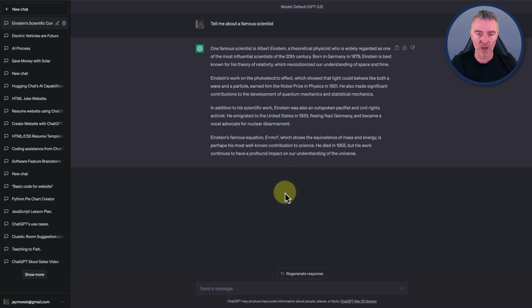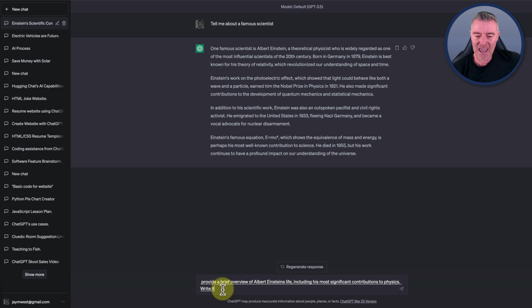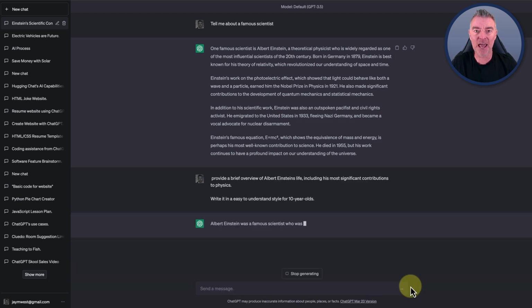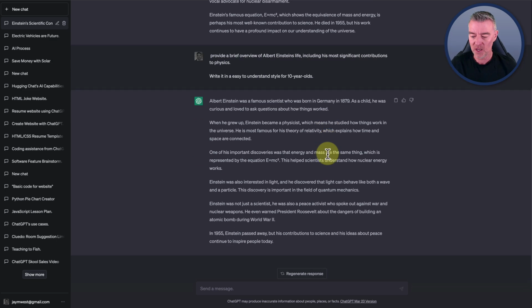But a better one would be something more like this. A more specific prompt would be, provide a brief overview of Albert Einstein's life, including his most significant contributions to physics. Full stop. Write it in an easy to understand style for 10-year-olds. And there we are. Now, if you're writing perhaps a lesson plan as an educator, and your class is under 10, then this would be a much more useful output here.